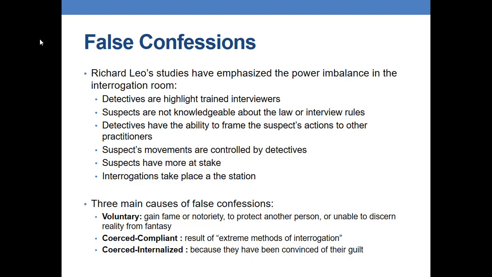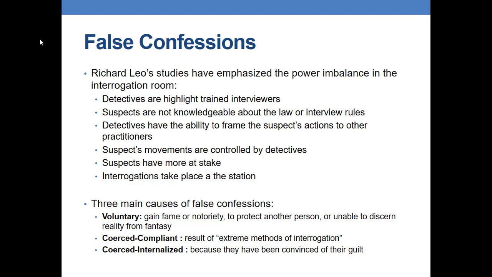Of the 873 exonerations that occurred in the U.S. between 1989 and 2012, 135 or 15% involved false confessions. Most of these, 80%, were coerced, and 75% happened in homicide cases.